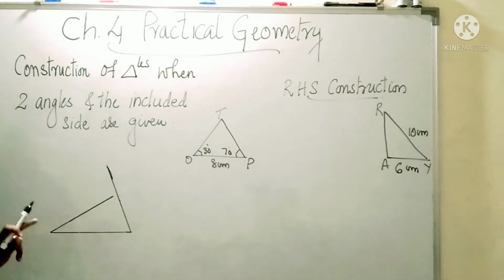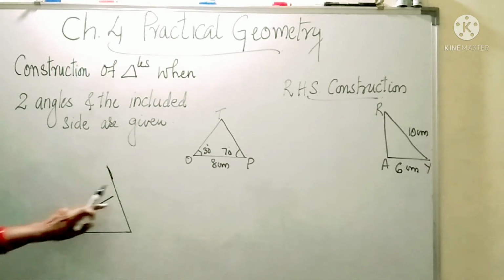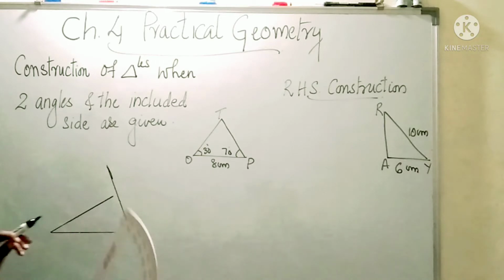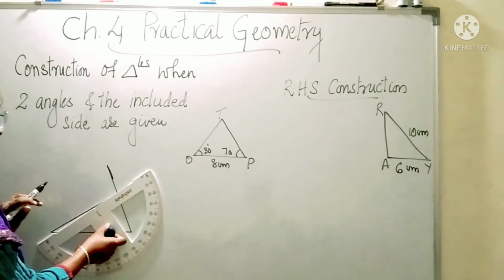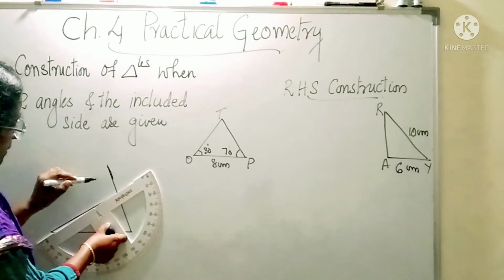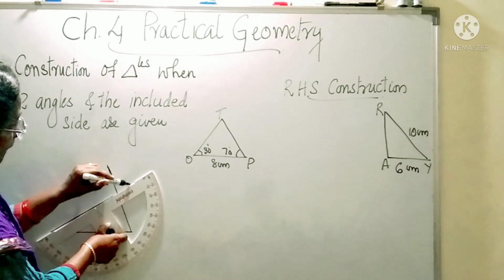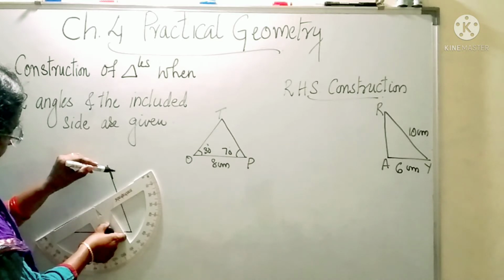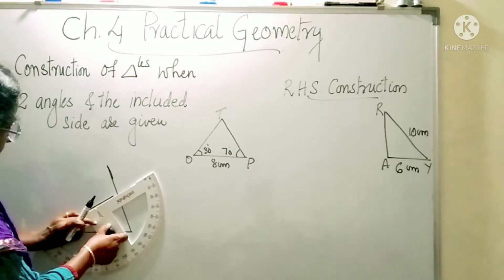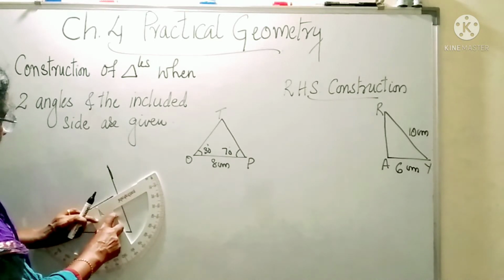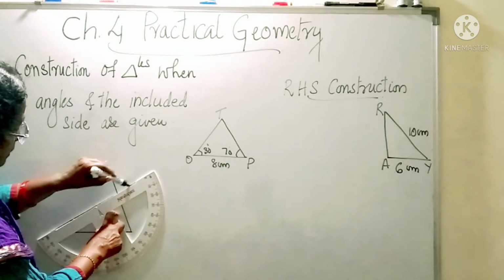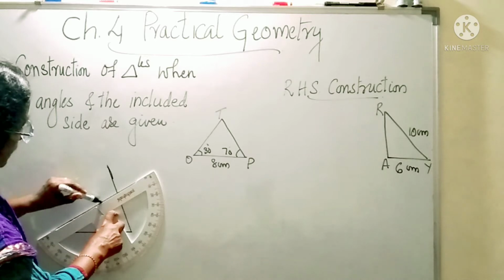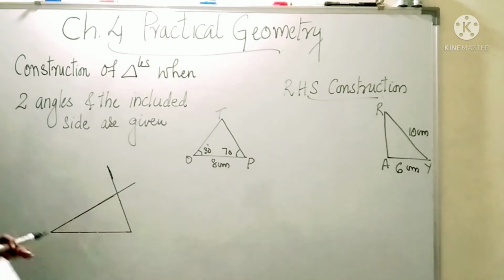Now when I join, it is not joining because the first time I drew only till this point. There is nothing to worry. What you can do, keep the scale again and join it. The board is too soft, so it is a little bit slippery. Okay, we got the triangle.